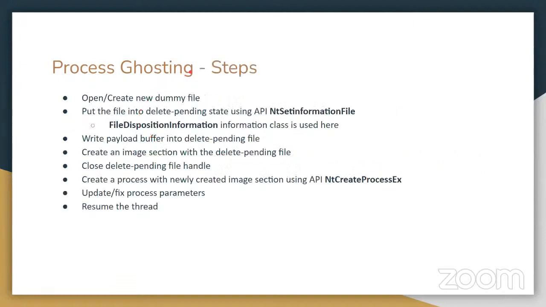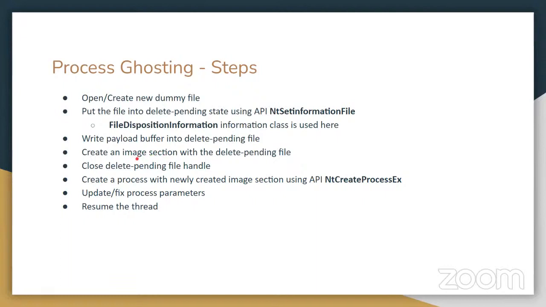In process ghosting, we will be creating a dummy file like we did in process Herpaderping. After that, using NtSetInformationFile and FileDispositionInformation as a parameter, we will put our file into the delete-pending state. After that, we will write our buffer into the delete-pending file. Using the delete-pending file, we will create the image section.